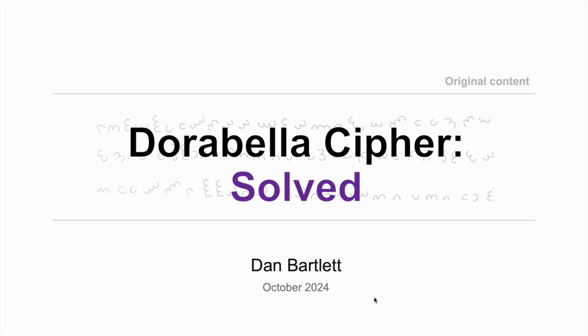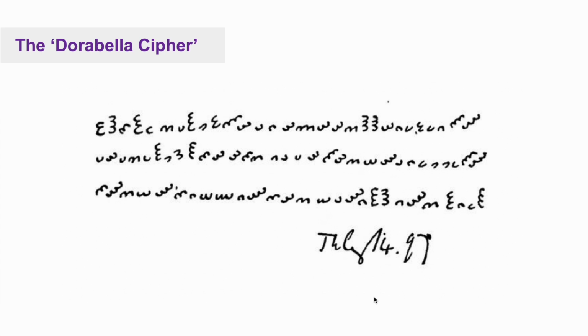Hello, this video gives you my 3-step solution to the Dorabella Cipher. Sir Edward Elgar, a famous British composer, enjoyed ciphers. They were very popular puzzles in the late 1800s. He created his own cipher technique and used it to send an encoded letter to a friend, Dora Penny.